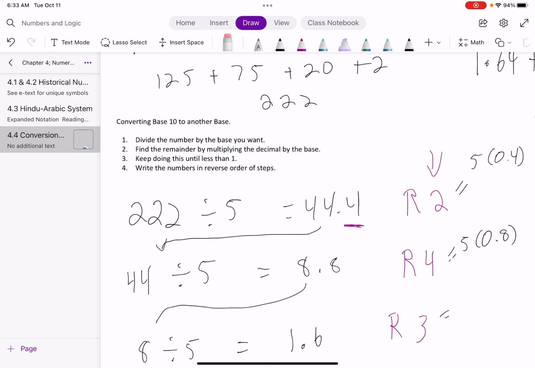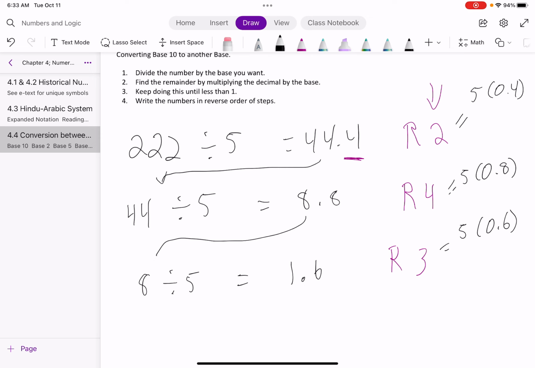Be consistent here. 5 times 0.6. All right. And then this one down, 1 divided by 5 is 0.2.